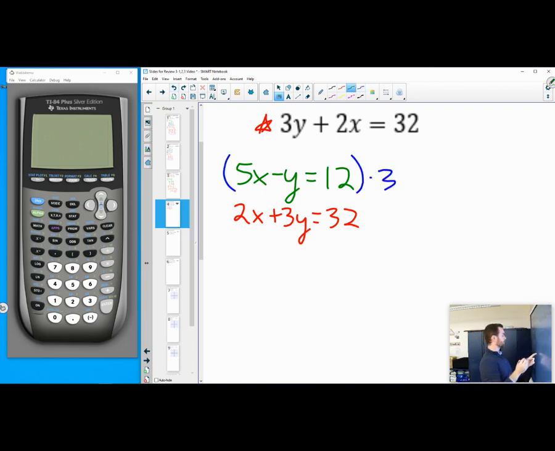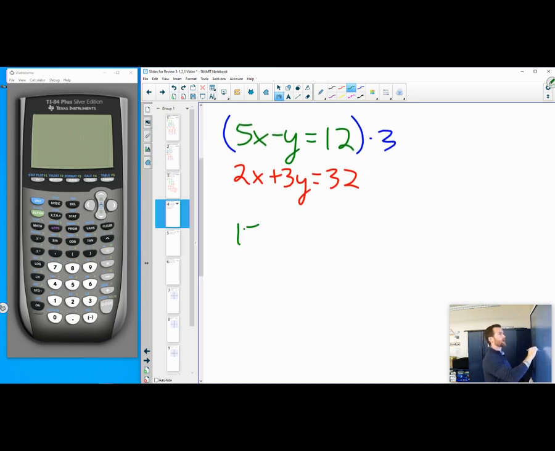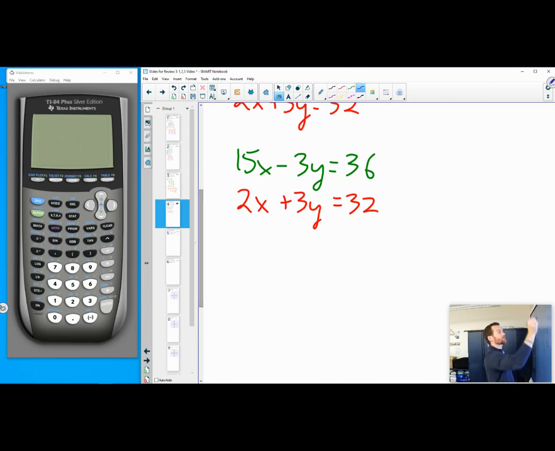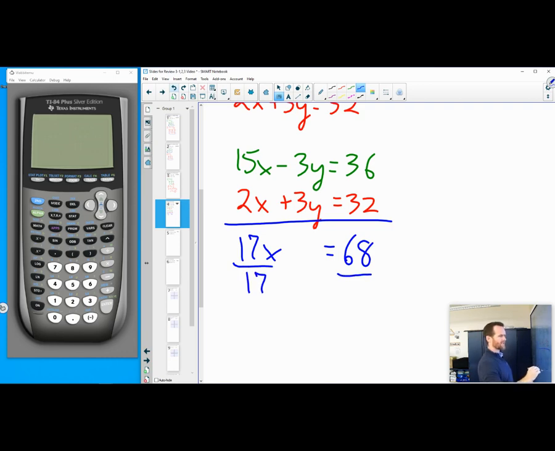So let's see, the green would then become, distribute this, it becomes 15x. Let me be careful with my multiplication. Minus 3y equals 36. And the red doesn't change at all. It's 2x plus 3y equals 32. And now we are ready to eliminate. As soon as we see the opposite coefficients, we can just combine and cancel out one variable. So we get 17x. We could put like a plus 0y here, but we don't need that. We know the y's cancel out. Equals 68. And 17, well, we've got to divide 68 by 17.